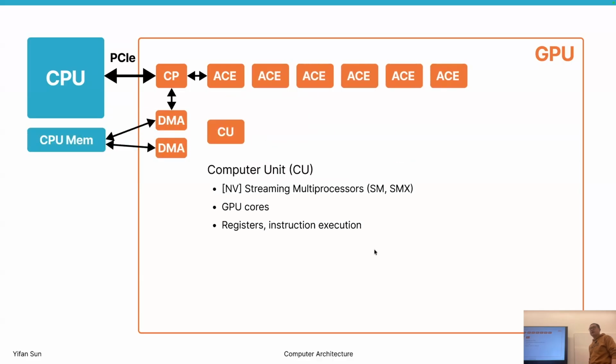Then we talk about the compute unit. In AMD terminology, we call it compute unit. In NVIDIA terminology, we call it the streaming multiprocessor, SM or SMX. Those are GPU cores. It contains registers, that's where the instructions are executed.